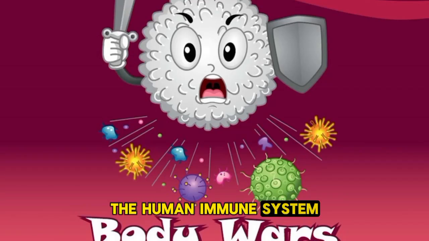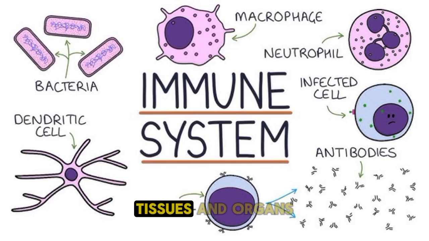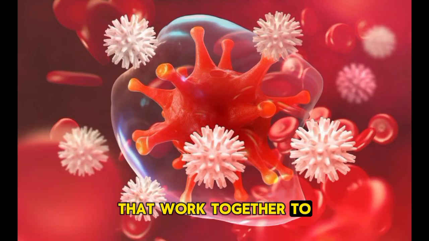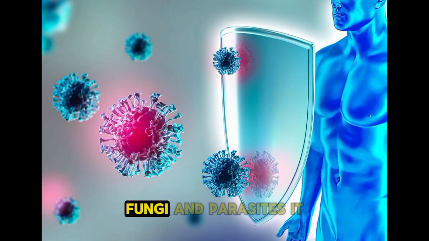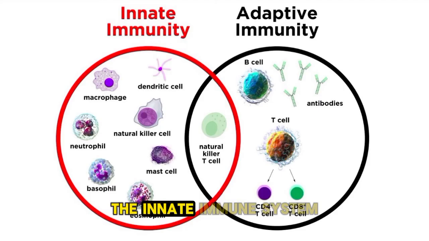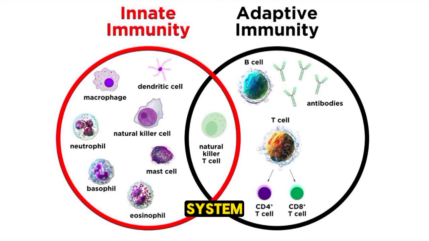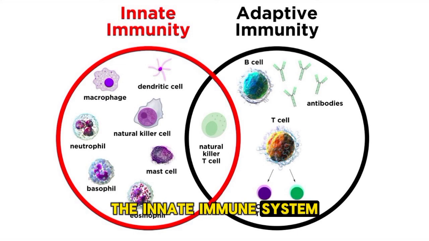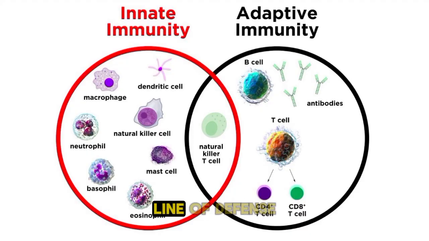The human immune system is a complex network of cells, tissues, and organs that work together to protect the body from harmful pathogens, such as bacteria, viruses, fungi, and parasites. It is divided into two main types: the innate immune system and the adaptive immune system. Innate immune system. The innate immune system is the body's first line of defense.